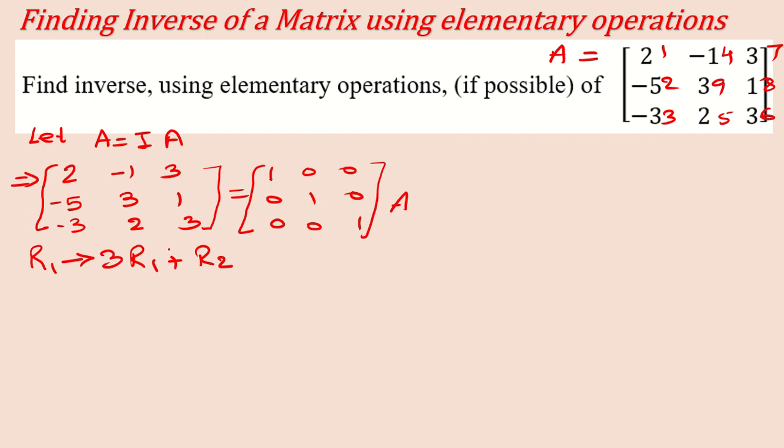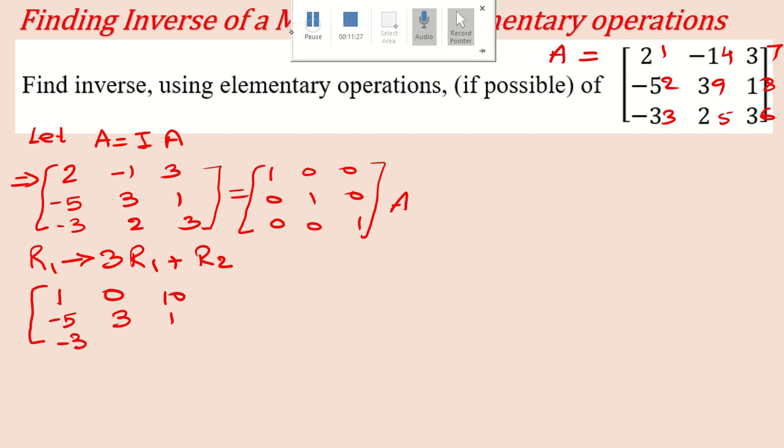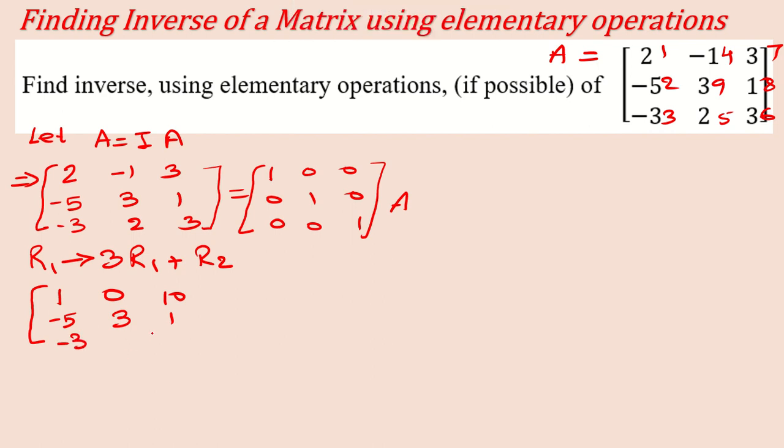So we can write it as 1, because 3R1 means 3 times 2, 6, 6 minus 5, 1. Now here you see 3 times minus 1, minus 3, and minus 3 plus 3, 0. You see we are getting two elements set. Then 3 times 3, 9, 9 plus 1, 10. R2 is unchanged. Later we'll see how we can apply two operations together. It's very easy for you to apply two operations together.